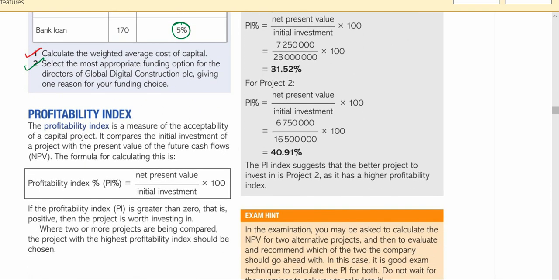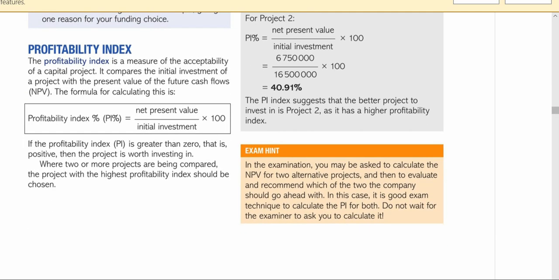The next topic will be the profitability index. So what is the profitability index?